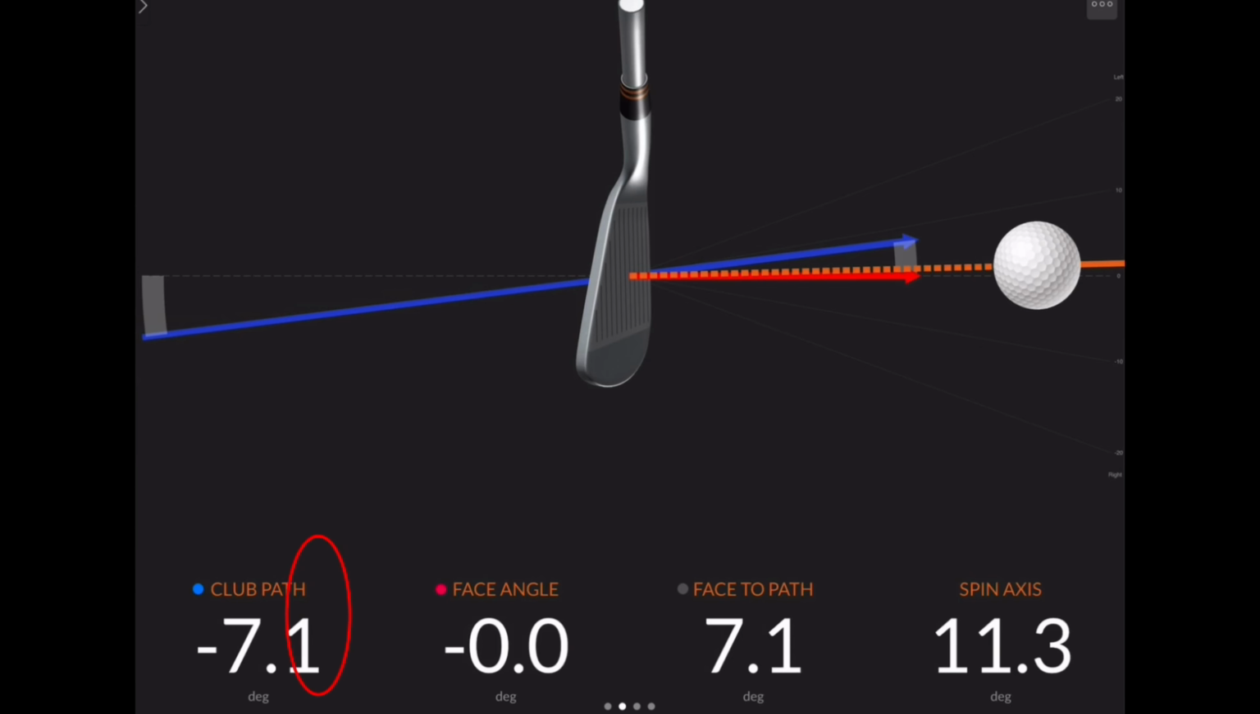We can see on this particular swing, the golfer was swinging 7 degrees minus, which basically means his club was traveling left as it hit the golf ball by 7 degrees. That's the out to in path. That's the leftward path that we talked about.